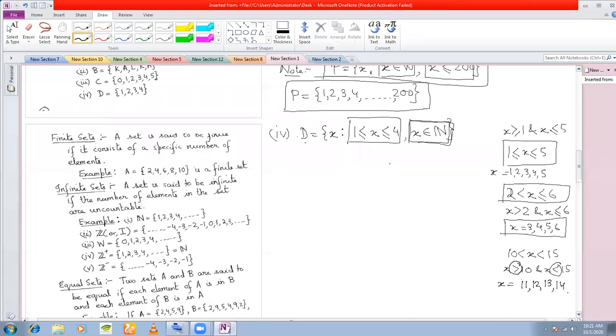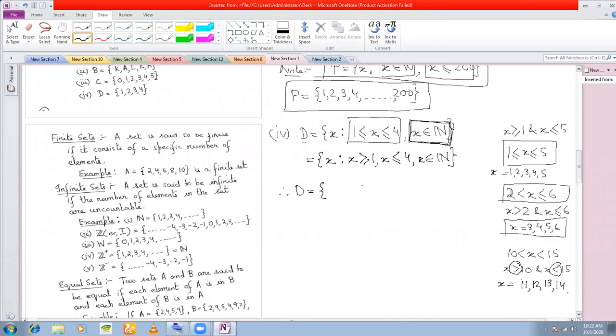Coming back here, X is an element of D and X is a natural number. And what kind of natural number? X is greater than or equal to 1 and X is less than or equal to 4. This set can be written in this manner also. So therefore, what is the tabular form?